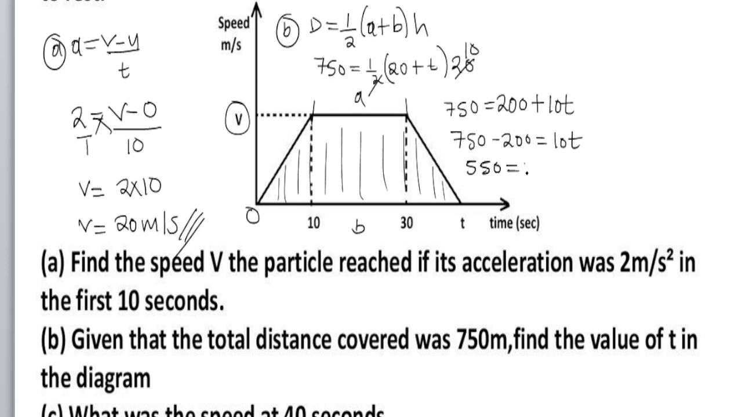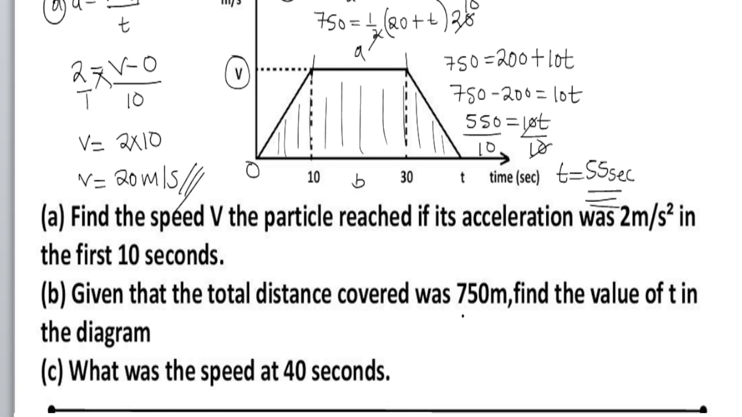550 is equal to 10T. I'm going to divide by 10, on this side by 10 also. So the 10 goes, and T will be equal to 550 divided by 10, so that is 55. So T will be equal to 55. So I'm finding T to be 55 seconds, since T is time given in seconds. So 55 seconds. Now that has been found.